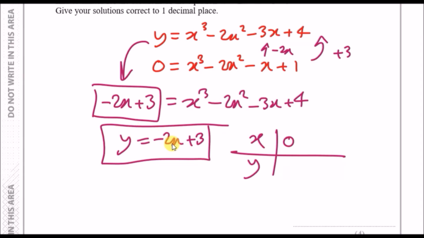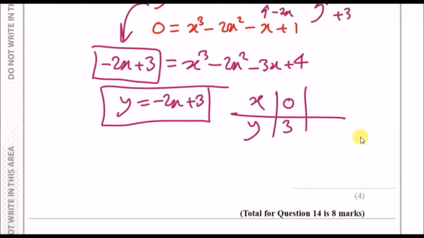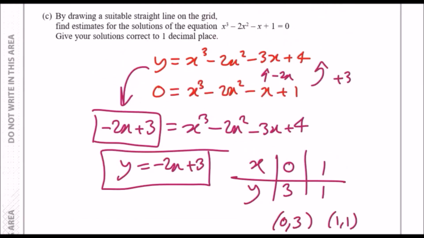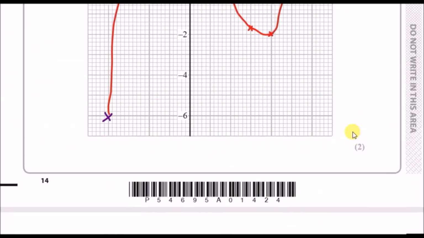Remember, minus 2 times 0 is 0, plus 3, which gives us 3. And another one. Let's say, what happens when x is 1? When x is 1, we're going to have minus 2 times 1, which is minus 2, plus 3. So minus 2 add 3 is 1. So these are our pairs of coordinates: (0, 3) and (1, 1). Now plot these into the curve, (0, 3) and (1, 1).